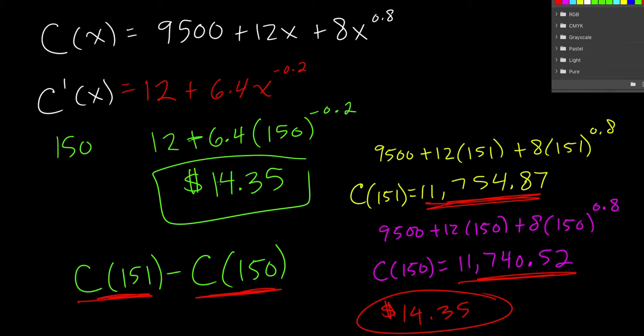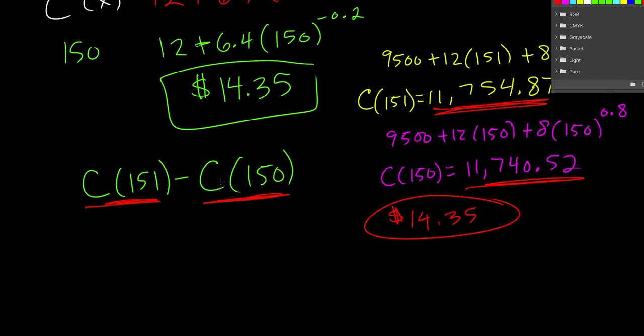And what it is, it's the actual cost to jump up from making 150 products to 151 products. So we decide, is it worth it to make one more product? And that's it on that one.